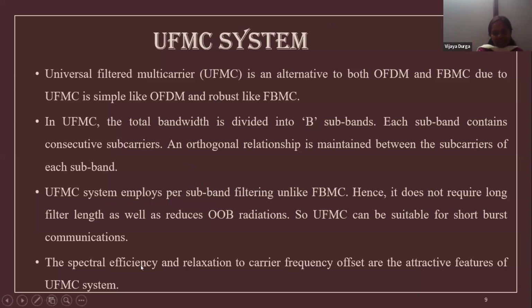One more thing, the spectral efficiency of UFMC is very high when compared to OFDM. Why? It does not need the cyclic prefix. In OFDM, the cyclic prefix eliminates ISI. Here, even without a cyclic prefix, we can eliminate ISI. So there is no need for a cyclic prefix here, and the spectral efficiency of UFMC is high when compared to OFDM. And one more main thing is relaxation to carrier frequency offset. This is very important because OFDM suffers from carrier frequency offset problems. These are the attractive features of the UFMC system.